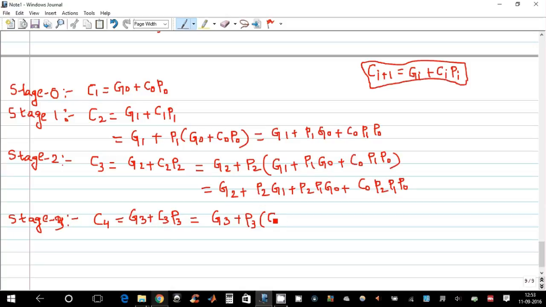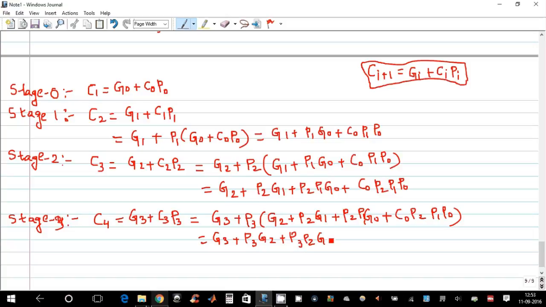So C3 is replaced with G2 plus P2 G1 plus P2 P1 G0 plus C0 into P2 P1 P0, which is equal to G3 plus P3 G2 plus P3 P2 G1 plus P3 P2 P1 G0 plus P3 P2 P1 P0 into C0.